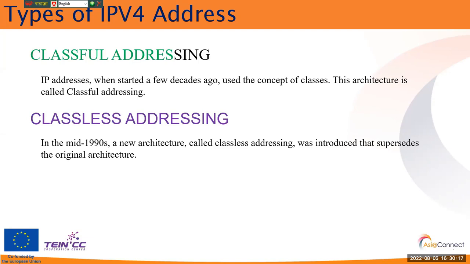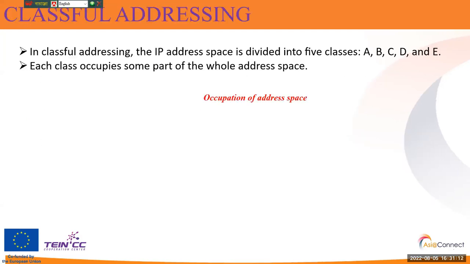But in the mid-90s, a new architecture called classless architecture was introduced, which supersedes the original architecture. We will study classless architecture later, because most of the features of classful addressing are used in classless architecture, but some more advanced features are used in classless addressing. Classful addressing has issues of depletion, blocking, and wasting some addresses, which have been overcome by classless addressing. But after that, various devices are connecting day by day, and in that case, IPv6 has been introduced. We will study it later. So now let's go to classful addressing.